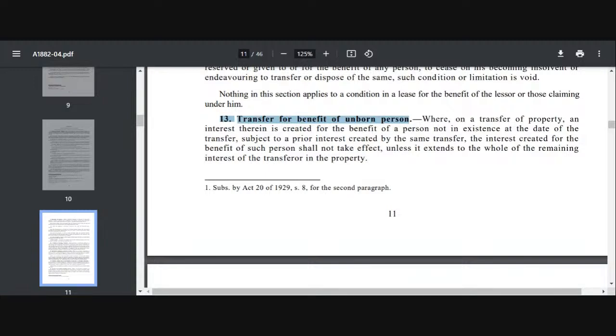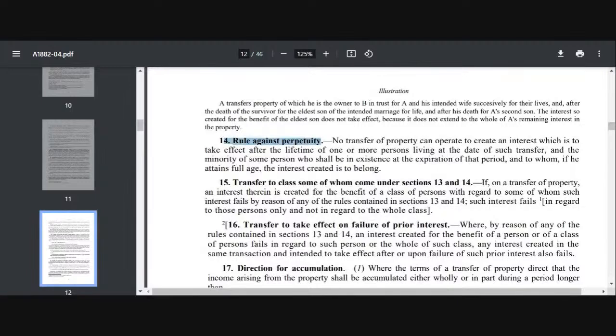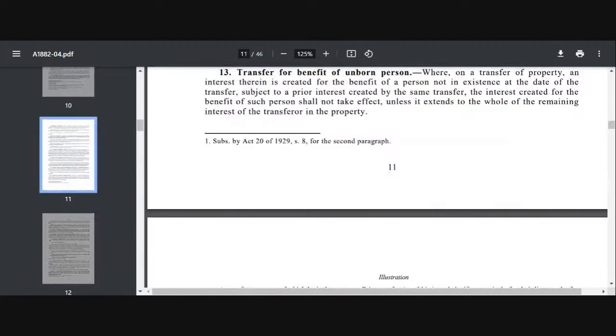right? Now section 13 needs to be read with section 14, which is rule against perpetuity, है ना. So section 13 और 14 हम साथ में ही पढ़ते हैं, right? So 13 talks about transfer for benefit of unborn person. So if I am transferring for the benefit of an unborn person, पहले तो मेरे को जानना है who is an unborn person, right? First, you need to understand who is an unborn person.